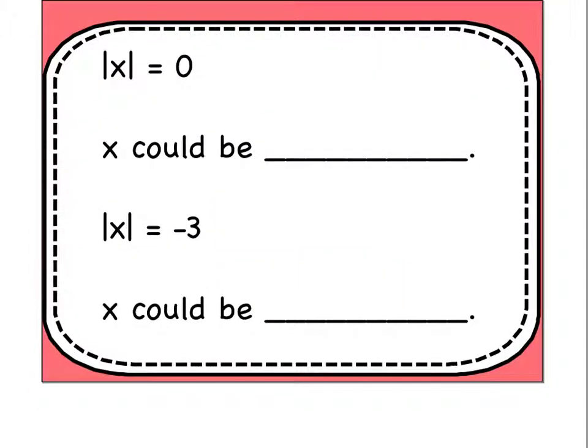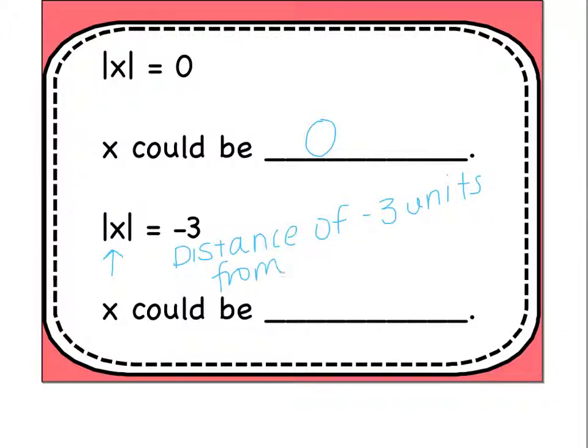What number is 0 units away from 0? We only have one solution here, and that would be 0. Now this one is asking us what number has a distance of negative 3 from 0. Well, if we went back a couple pages, you'll remember that we made a little note that said distance cannot be negative. So this one would be no solution.